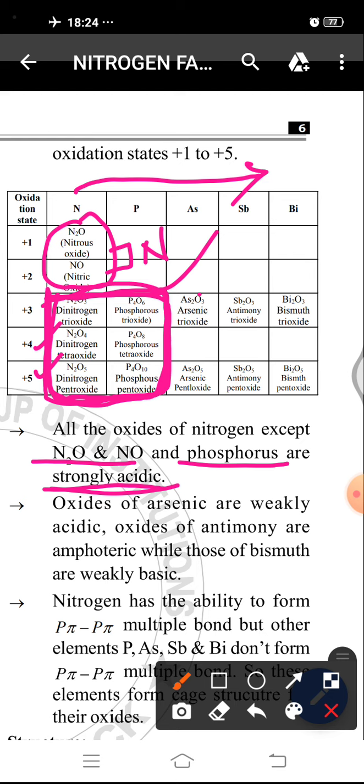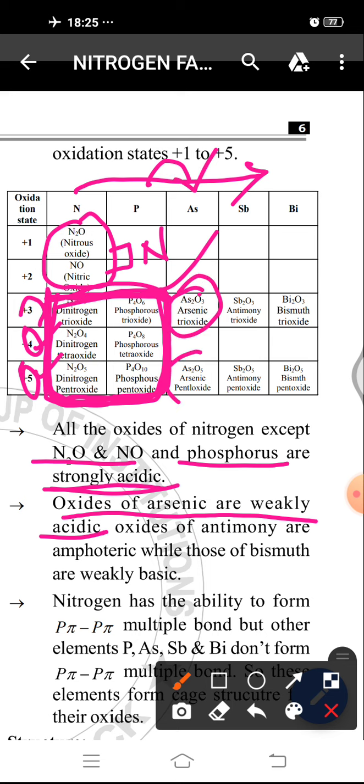So the oxides of nitrogen, that is having oxidation state +3, +4, +5, and all the oxides of phosphorus are strongly acidic in nature. Oxides of arsenic are weakly acidic. Acidic nature decreases, so all the oxides of arsenic are weakly acidic.